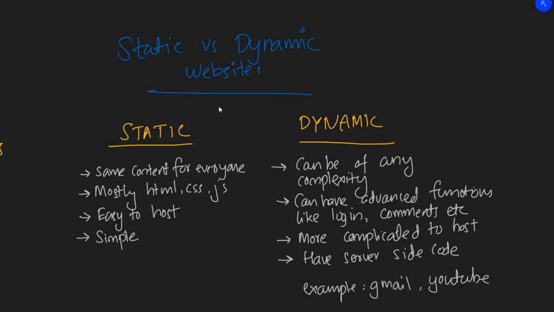Well, static means everyone visiting the website will see the same page regardless of their user or location or whatever. It will mostly be HTML pages with some JavaScript and CSS. And they are usually simple websites. On the other hand, dynamic websites can be of any complexity. It can be as simple as having the ability for the users to upload files, or it can be as complicated as YouTube, for example. So most of the websites that you deal with when you have to log in, they are dynamic websites.